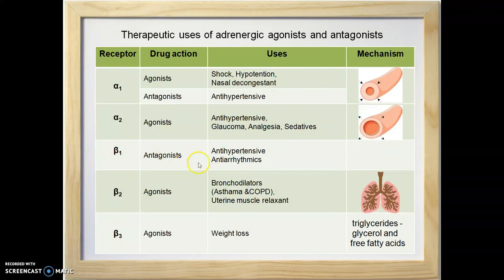Beta-1 antagonists are antihypertensive agents and antiarrhythmic agents, while beta-2 agonists relax bronchial smooth muscles, so they are bronchodilators and used in asthma and chronic obstructive pulmonary disease. They are also used as uterine muscle relaxant. Beta-3 receptors are present in fat cells. Agonists are responsible for weight loss as they stimulate the conversion of triglyceride to glycerol and free fatty acids.